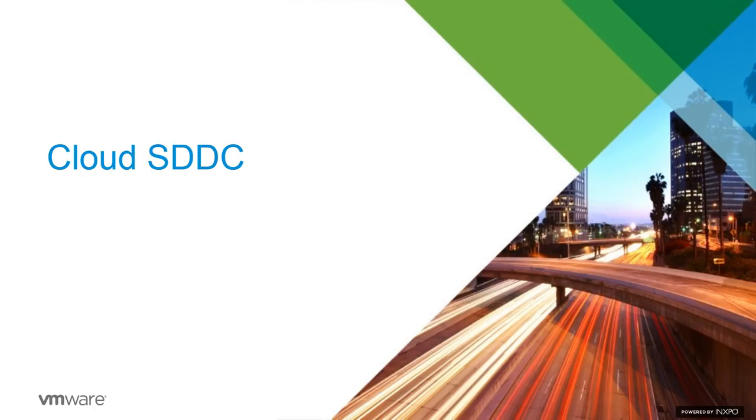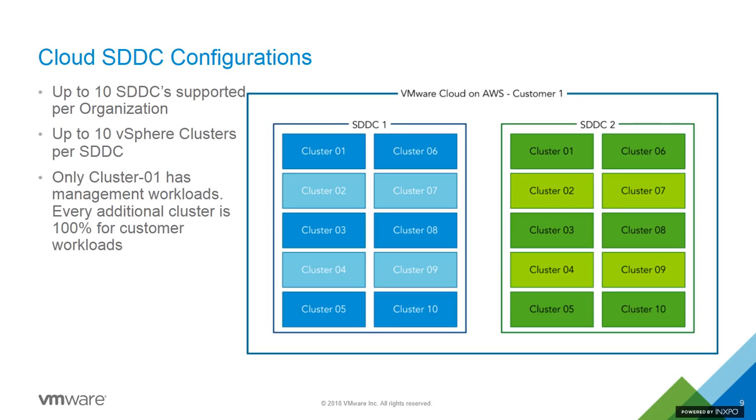So the Cloud SDDC. Inside of VMware Cloud on AWS, when you spin up a software-defined data center, what do you get? First, let's talk about the configuration. If I spin up an SDDC that has vCenter, vSAN, NSX, and all the rest of my workloads running in there, I can have up to 10 clusters within that SDDC, or within that vCenter. Each of those clusters can support 16 ESXi hosts, so you're looking at a total of 160 ESXi hosts per vCenter server.